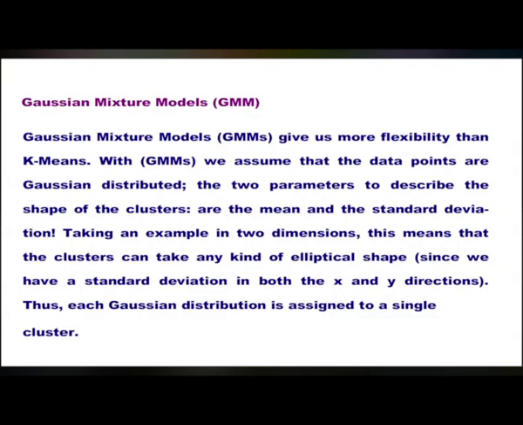The Gaussian mixture model, called GMM, gives us more flexibility than k-means. With GMM, we assume that the data points are Gaussian distributed. The two parameters to describe the shape of the clusters are the mean and standard deviation. Taking an example in 2 dimensions, this means that the clusters can take any kind of elliptical shape since we have a standard deviation in both the x and y directions. Thus, each Gaussian distribution is assigned to a single cluster.